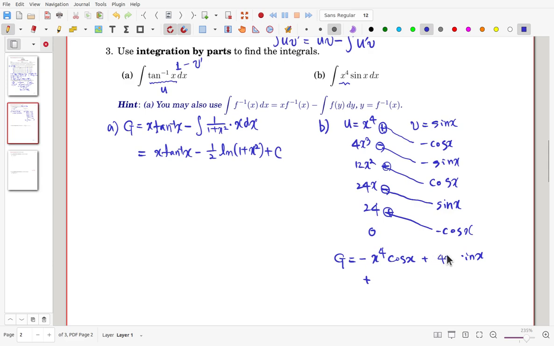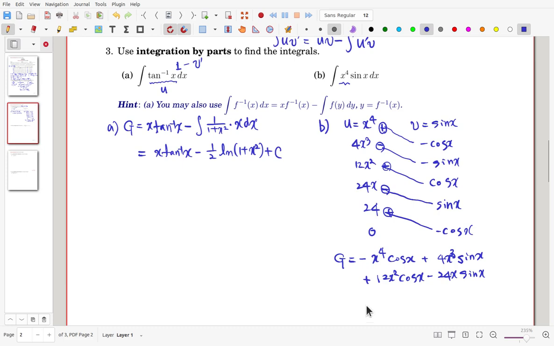That's 4x cubed sine x, and then there's 12x squared and cosine x, right? And here the fourth term must be that one, and negative, here the multiplication is now 24x and sine x, right?